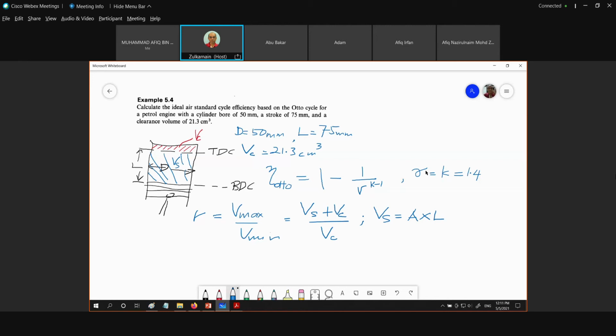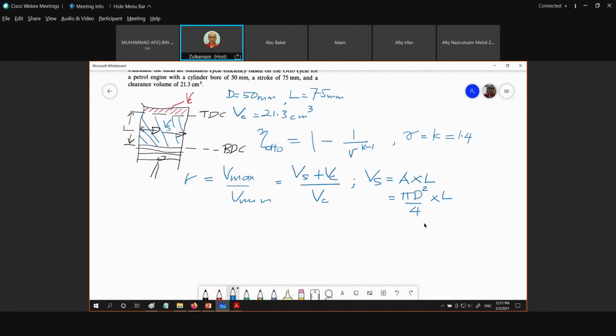Okay, and what is our A? A is pi d squared over 4, multiplied by the length of stroke, L. Okay, so can we calculate what is the Vs? Now, in this case, we have the volume in cubic centimeters. Then we could also use Vs plus Vc in cubic centimeters.